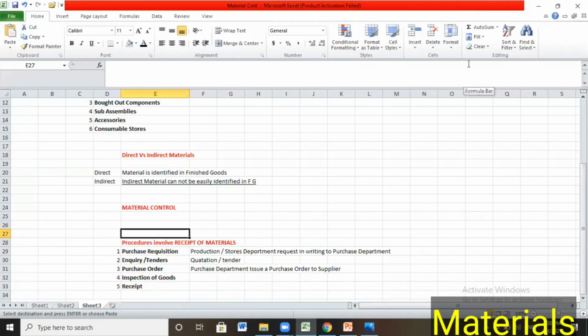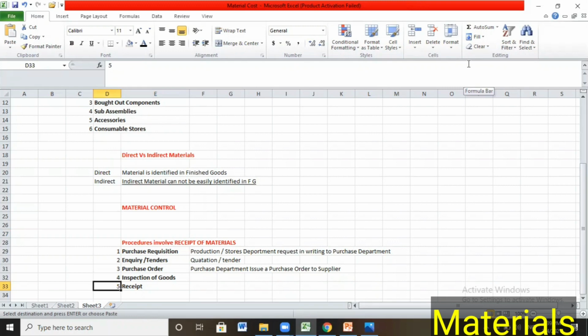Now, the procedure involves receipt of materials. There are 5 procedures involved in case of receipt of material. First one is purchase requisition. Second is inquiry or tenders. Third, purchase order. Fourth, inspection of goods. Fifth, receipt. Now, the stepwise procedure: 1 is purchase requisition.